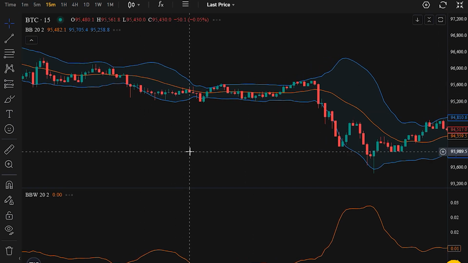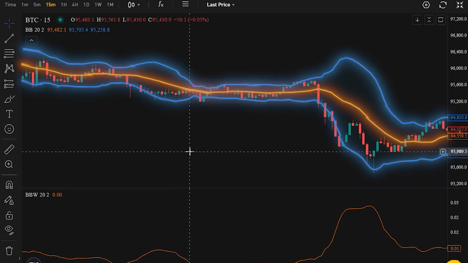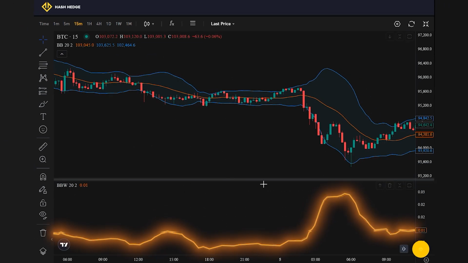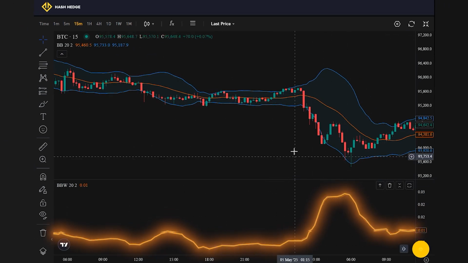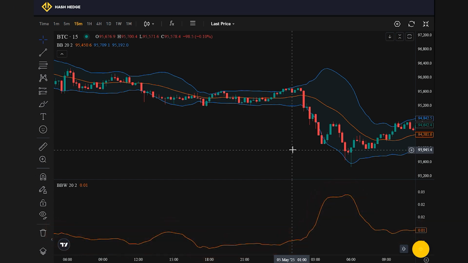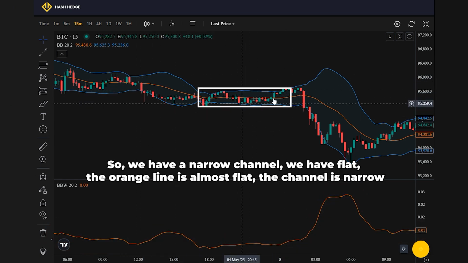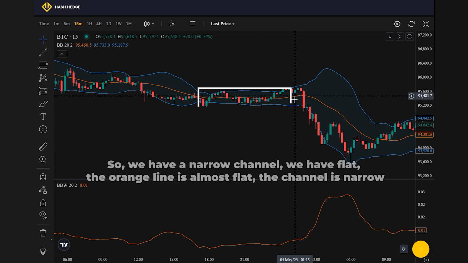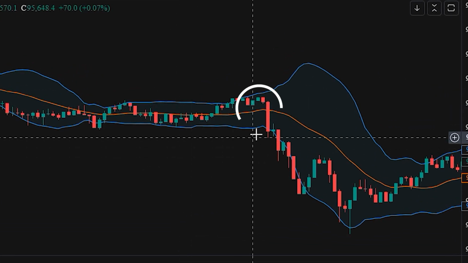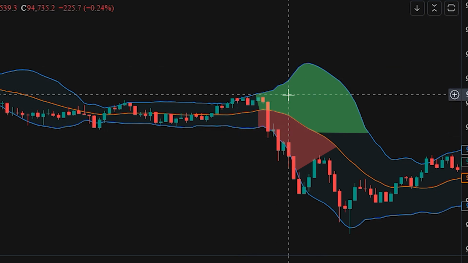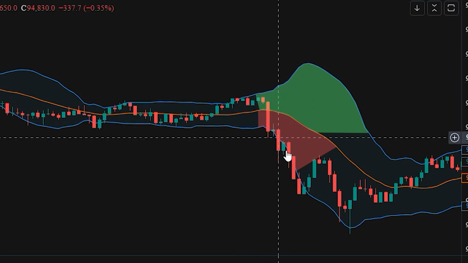Let's look at the reverse situation. Here we already have Bollinger Bands on the chart. There's also BBW. You may use it, you may not use it, but to me it's also a prime example of how the channel is expanding. So we have a narrow channel, we have flat, the orange line is almost flat, the channel is narrow. This is where the channel began to expand dramatically with volume in the market. It expands both upward and downward.